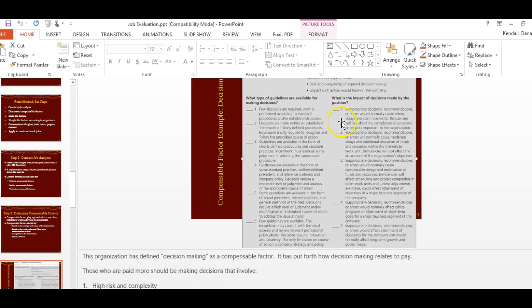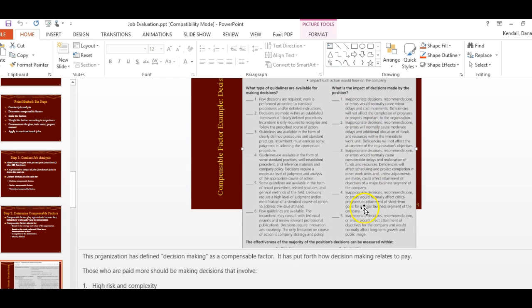Second, people who are paid more are going to be making decisions that involve high impact on the org. So number 1 here, inappropriate decisions, recommendations, or errors would normally cause minor delays or cost increments. Okay, so if you screw it up, basically the org doesn't pay. And so that means that you don't have a lot of real stake in the success of the org. Basically, you can mess up and it's going to be fine. So those jobs are not going to pay as much.